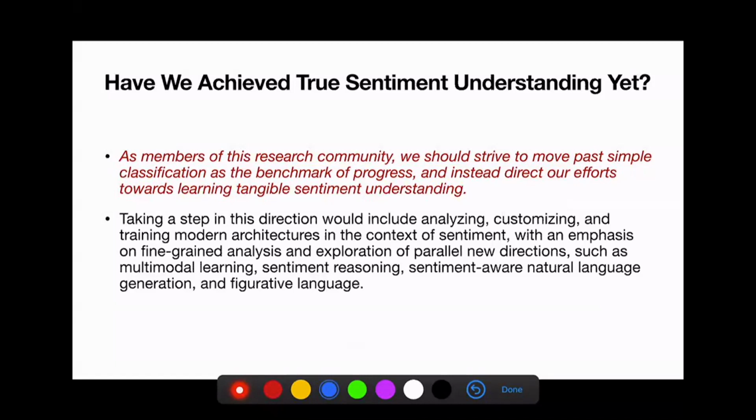What does that mean? That means that we analyze and customize the training architectures in the context of sentiment. You have the BART architecture, you of course take the contextual embeddings, but you try to use these embeddings in a particular architecture that is tuned for sentiment analysis. Or along that line, you do more multimodal learning, sentiment reasoning, sentiment-aware natural language generation, like that. Okay.